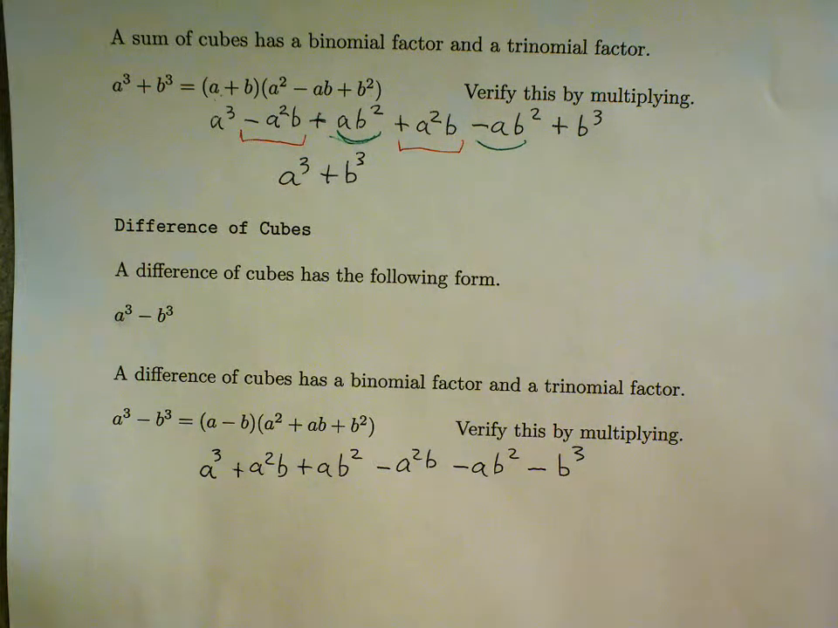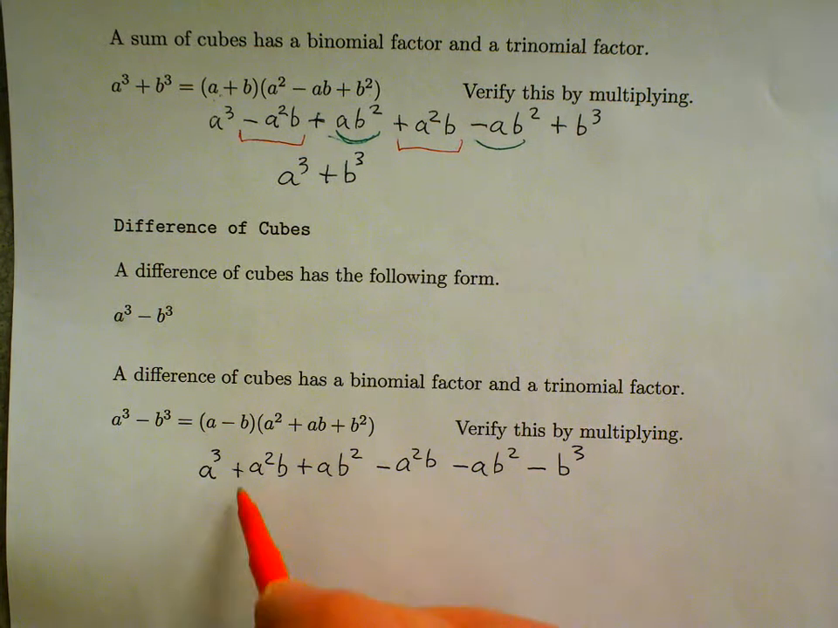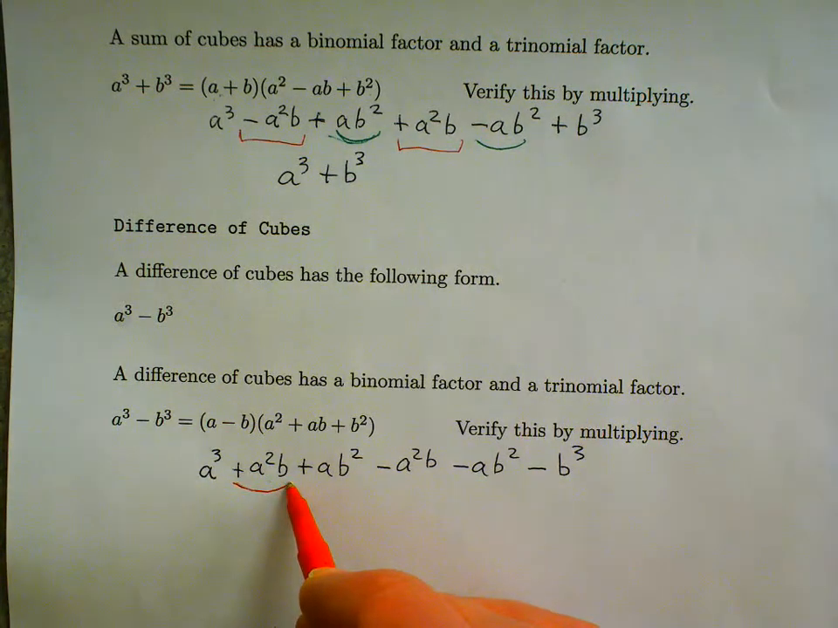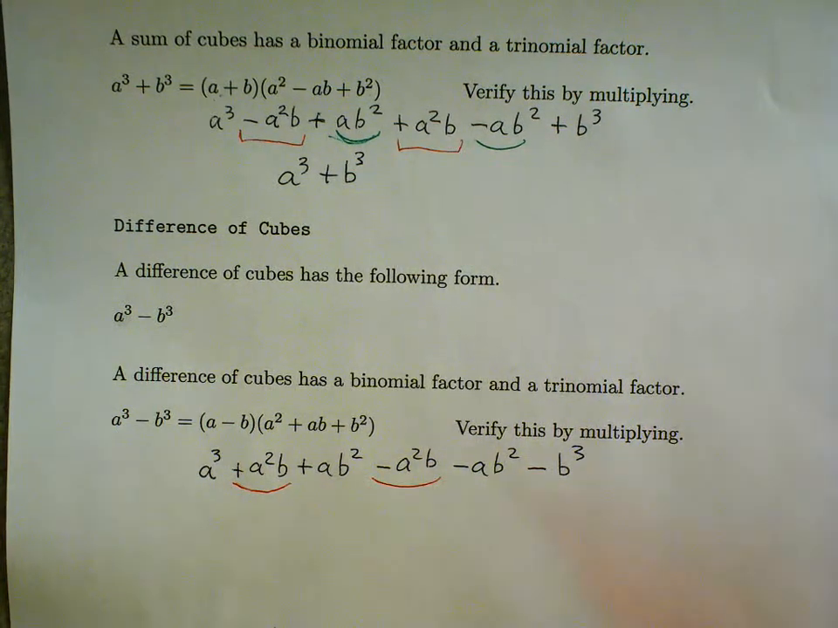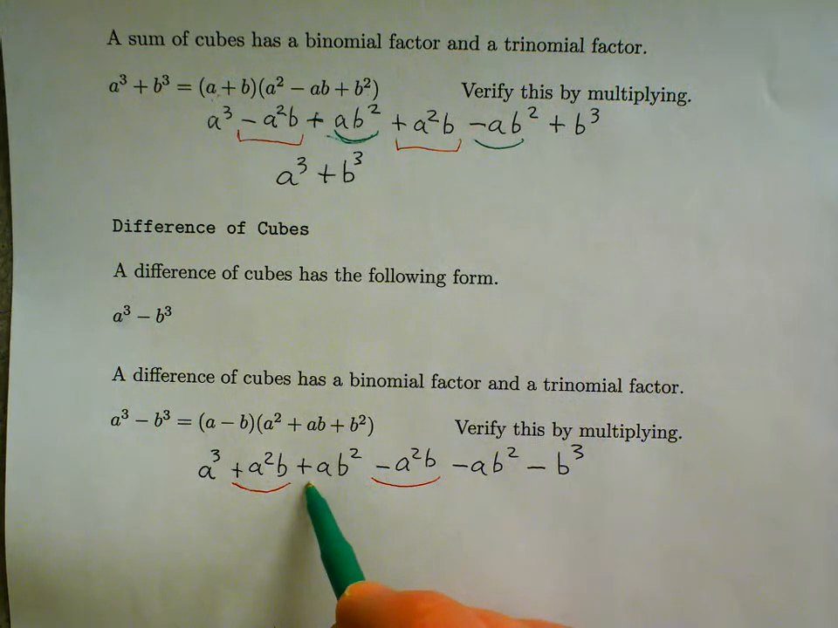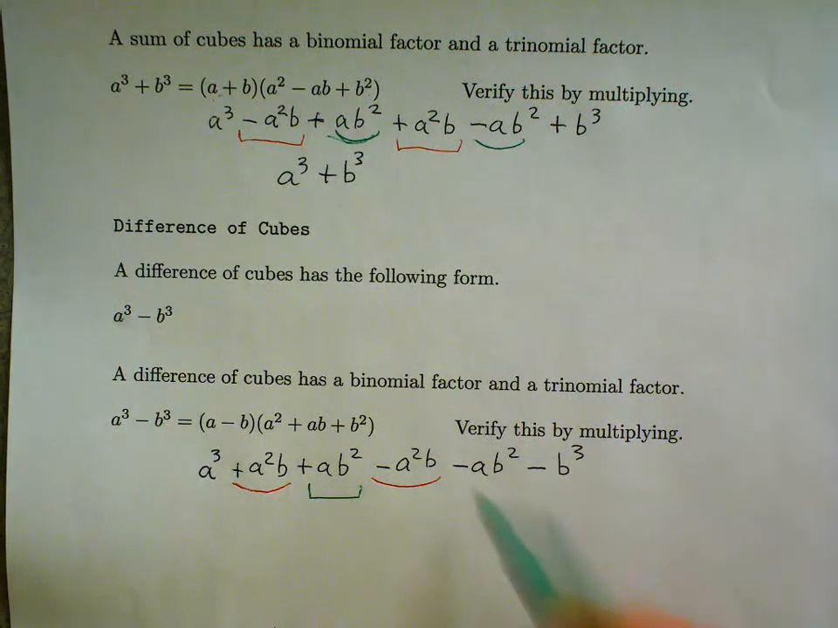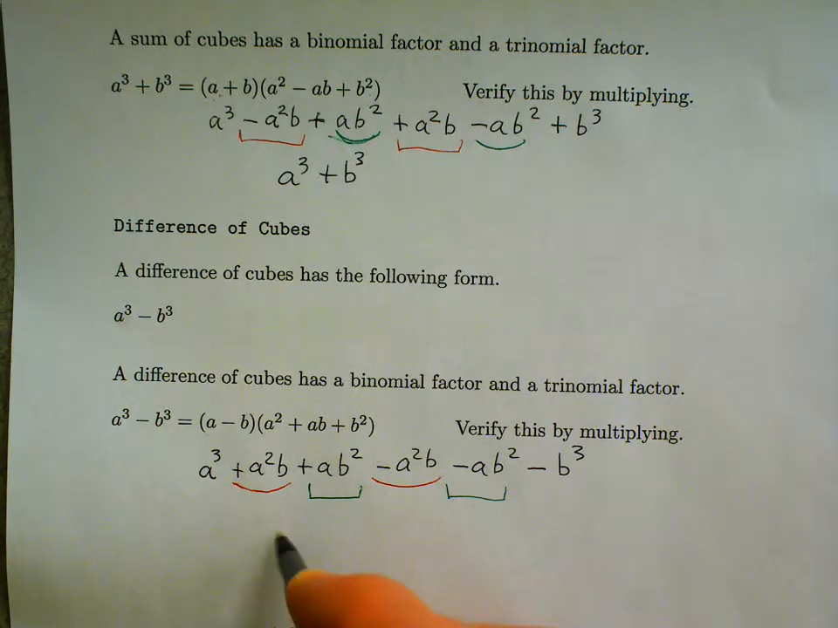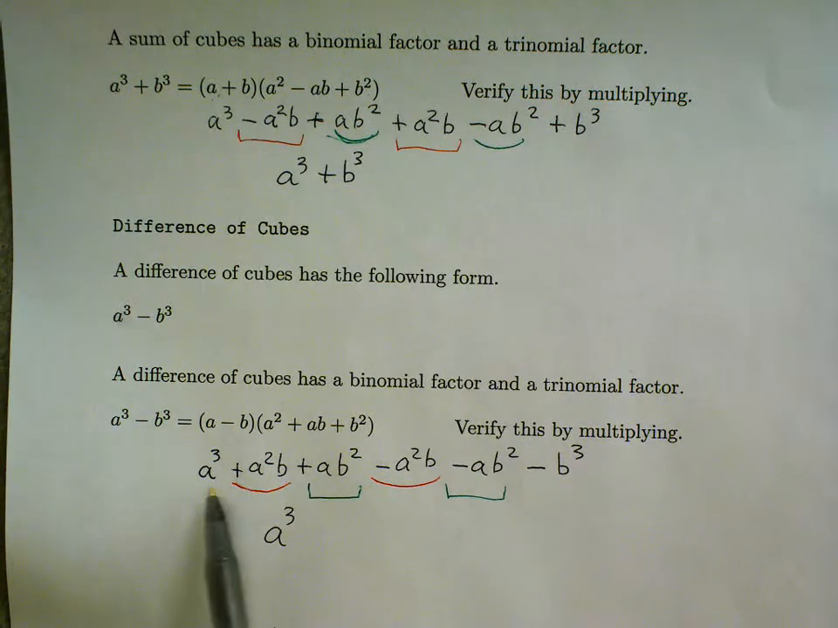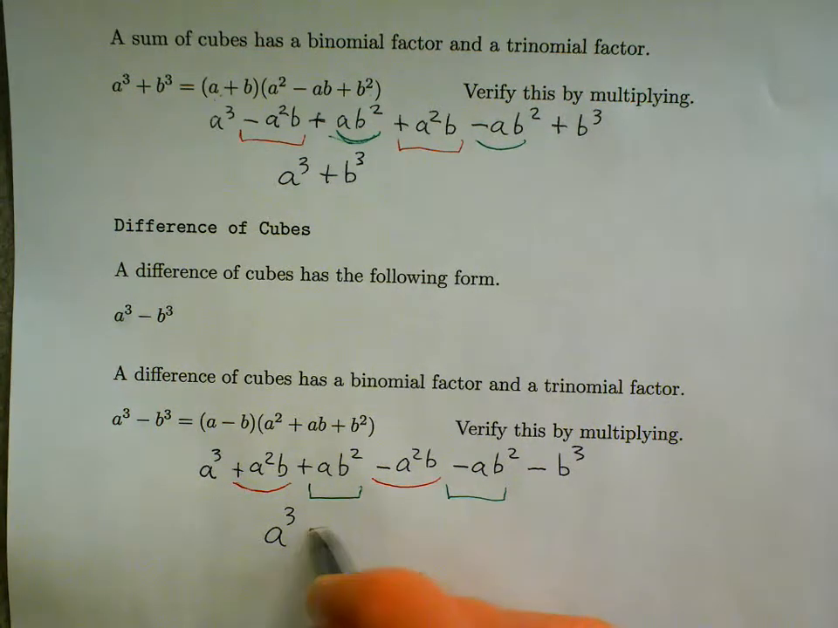And some like terms cancel out. The plus a squared b minus a squared b, those add up to 0. And the plus ab to the second minus ab to the second, those add up to 0, and we're just left with a to the third minus b to the third.